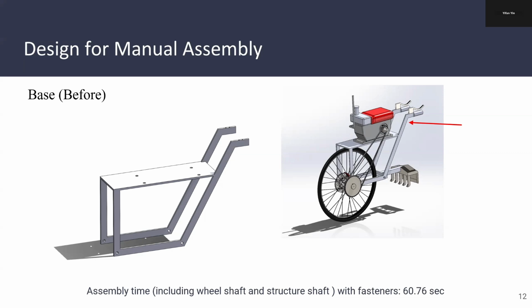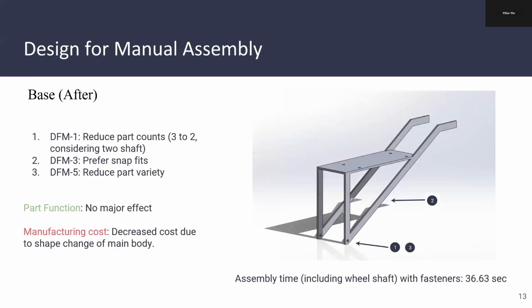Starting with the platform, the base. The original design took 60.76 seconds to assemble, considering wheel shaft and structure shaft assembly with fasteners. We improved the design by reducing part counts, preferring snap fits, and reducing part variety. This redesign has no impact on the function of the part, and the manufacturing cost will reduce because we changed its main shape from a quadrilateral to a triangle. After the DFA process for the base, we cut down assembly time to 33.63 seconds.